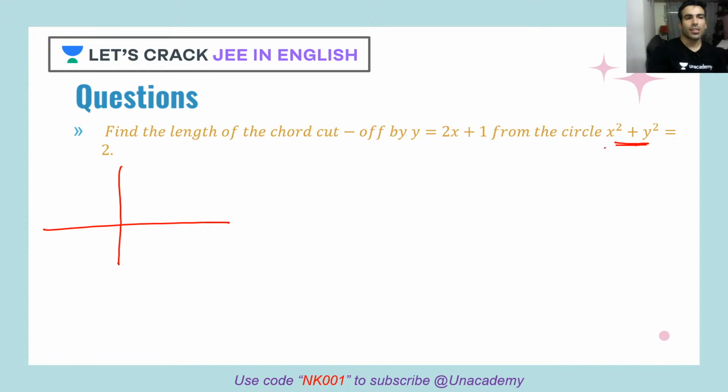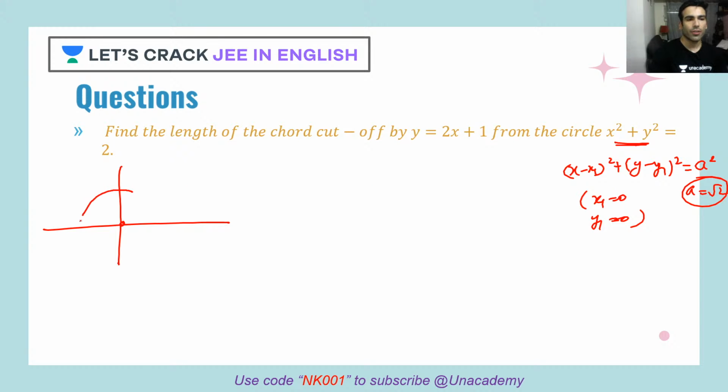x square plus y square is equal to 2. So for this circle, if you compare it with (x minus x1) whole square plus (y minus y1) whole square is equal to a square, what do you see? Your x1 is 0, your y1 is also 0. So the origin is your center here, and a is root 2, so root 2 is your radius. So for this equation, this will be the circle's diagram: 0, 0, and this is the radius.